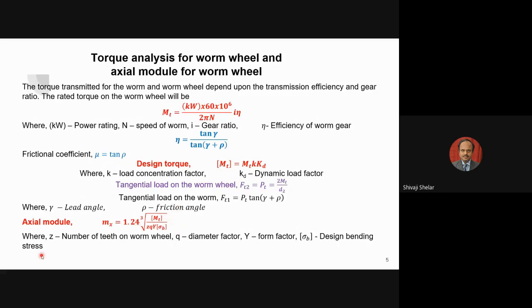In this relation, we have small z, the number of teeth on the worm wheel, Q the diameter factor, capital Y the form factor, and sigma B the design bending stress. From this calculation, you can determine the minimum module required. Based on the table value on page 8.3 in the PHG, you can take the next value, and that becomes the standard module for the design. Let's go to the next slide now. This is regarding the torque analysis and the module calculation.